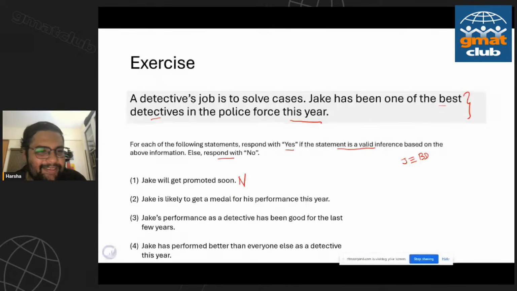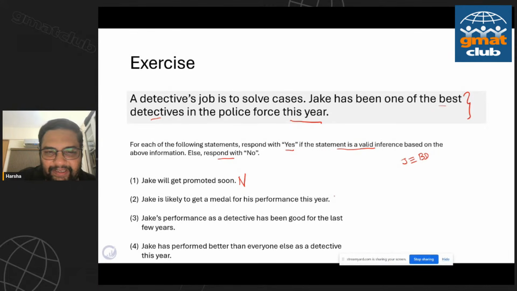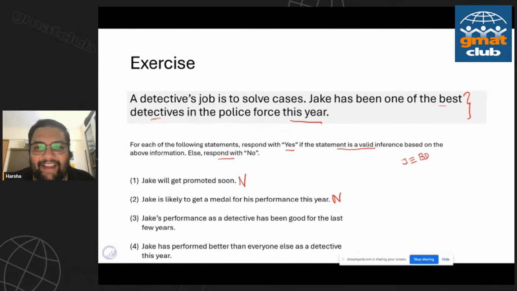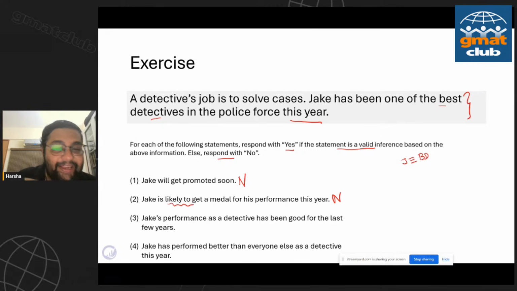Some of you told me the answer for statement 2 is yes, but let me surprise you a little bit. The answer there is also no, right? Why is that? Even the likelihood of promotion is not something you can figure out here. You have no idea what constitutes a promotion. Does one have to be one of the best detectives to get a promotion? Is that the basis, or is there something else? You might think that's obvious, that the best detective should get a promotion. But we don't know that. Are we assuming something's there? So even this high probability or likelihood of a promotion is not a valid inference. And for those of you who chose yes, I hope you get some clarity here.